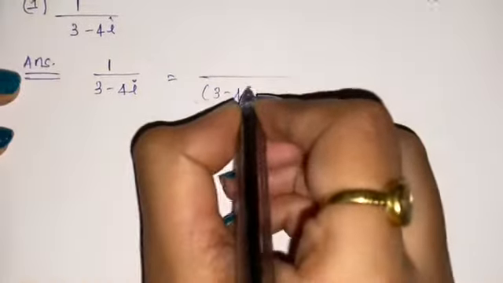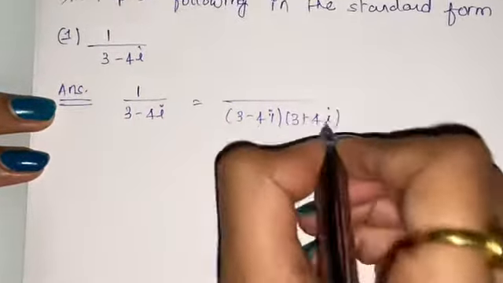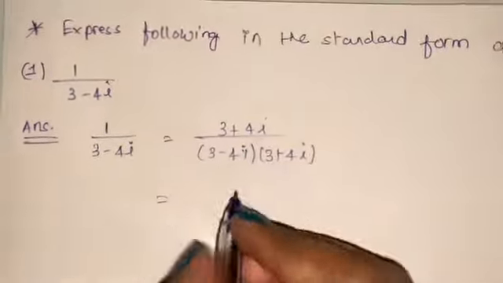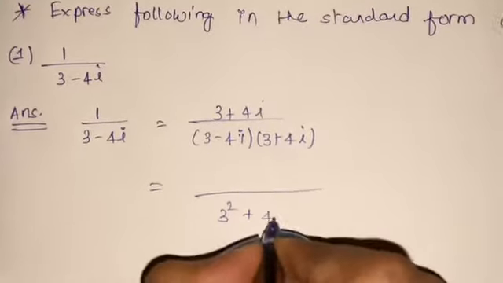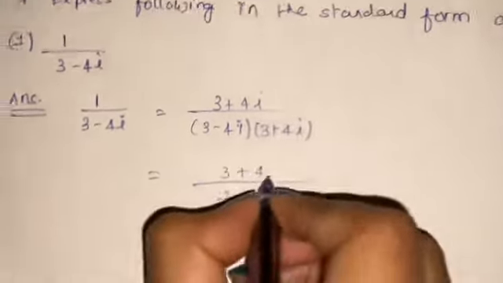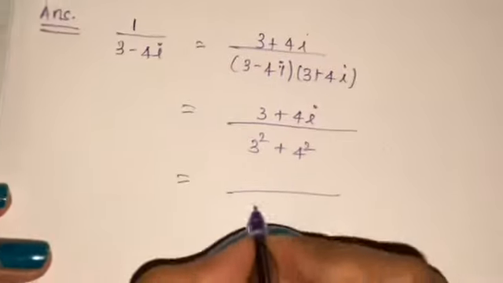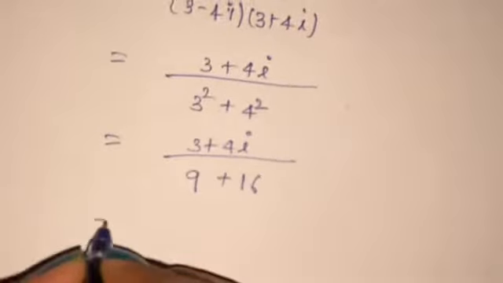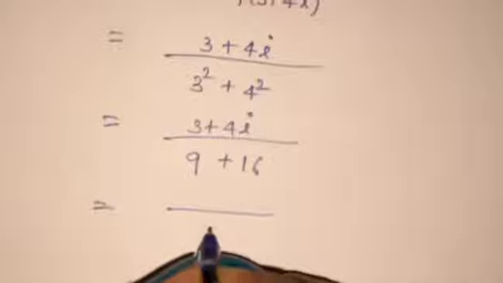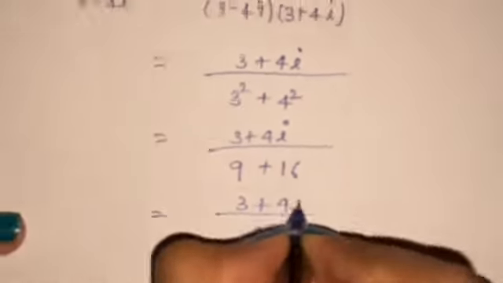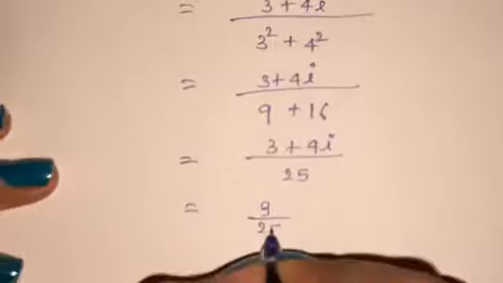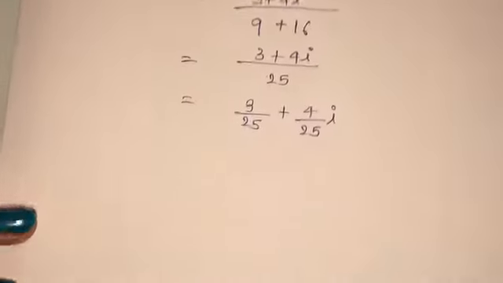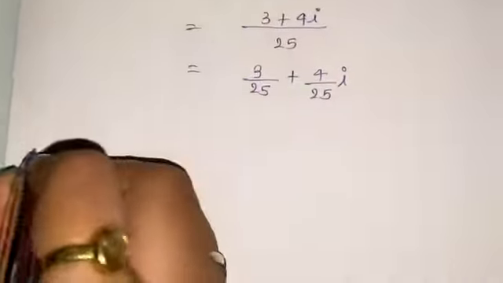So 3 minus 4i, 3 plus 4i, and over here 3 plus 4i is equals to 3 minus 4i, 3 plus 4i. So 3 squared plus 4 squared. Over here, 3 squared is 9 plus 4 squared is 16. Over here 3 plus 4i. Now 16 plus 9, you will get 25. So the answer is 3 by 25 plus 4 by 25i. Clear?